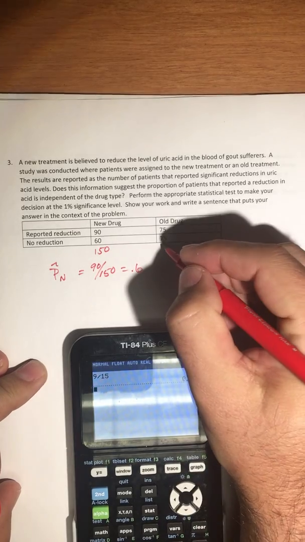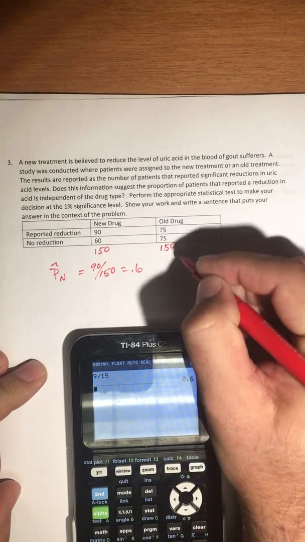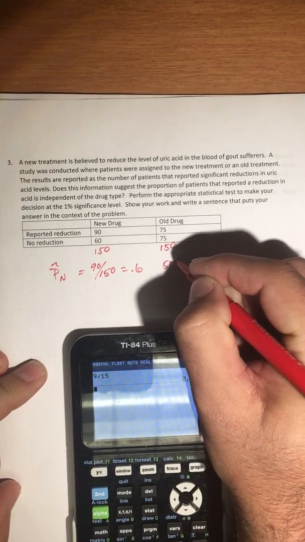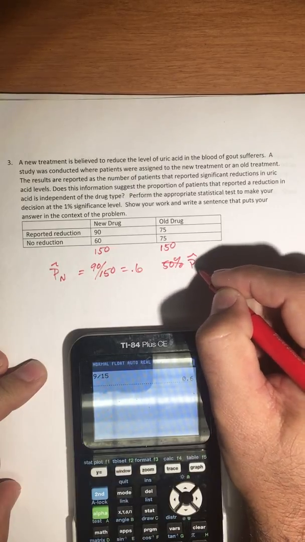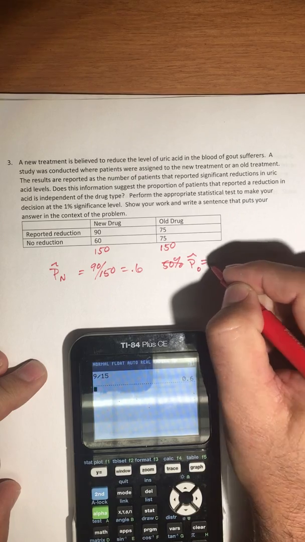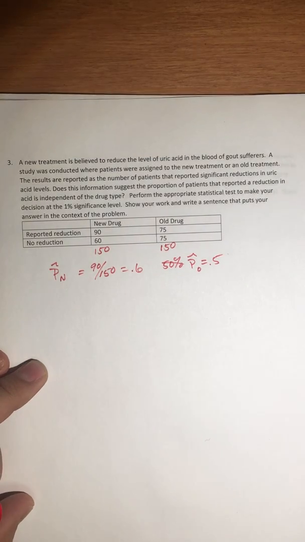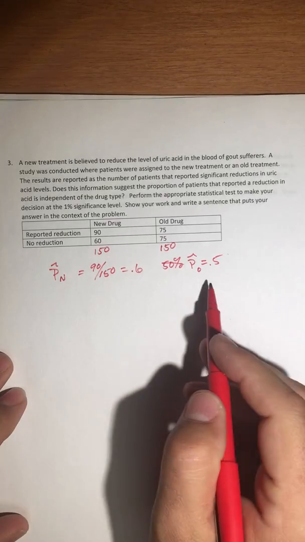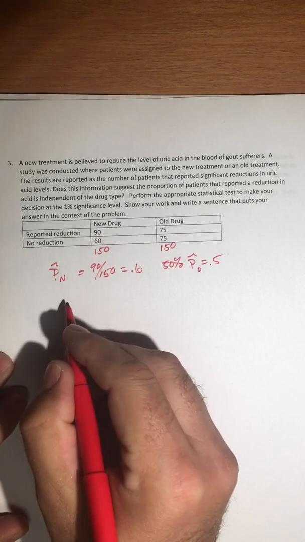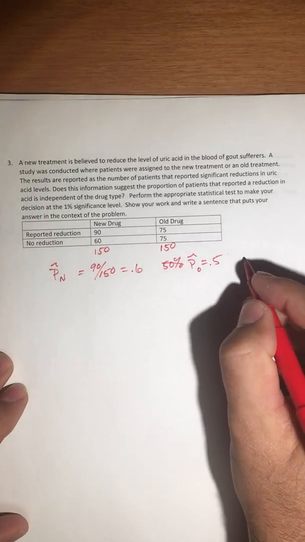And under the old drug, right, this is 75 out of 150. So this is 50%. So we'll call that p hat sub old, and that's equal to 0.5. Okay, so we're going to do a two proportion z-test on the difference between these two values. So let's check our assumptions.